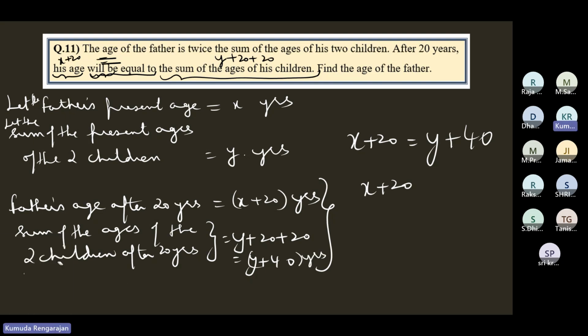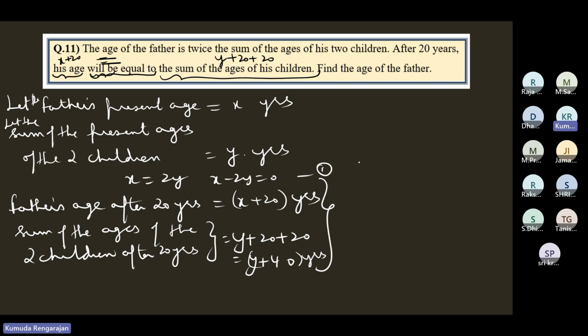So the first equation is X is equal to 2y. Father is twice the sum of the ages of the two children. So X is equal to 2y, or X minus 2y is equal to 0 is the first equation. Second equation is X plus 20 is equal to Y plus 40. So you get X minus Y is equal to 20. This is the second equation.